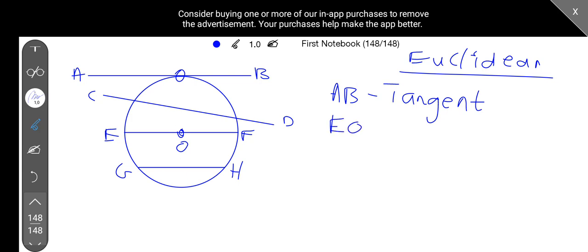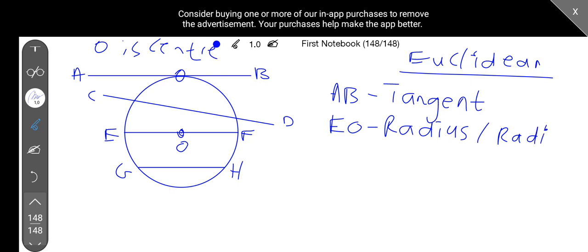Now, what about EO? Let's look at EO. What is EO? Let's say O is the center. If O is the center, EO will be a radius. But most of the time, you will see them calling them radii. It's a radius. It's the distance from the circumference of a circle to the center. Circumference is the curved part of the circle.